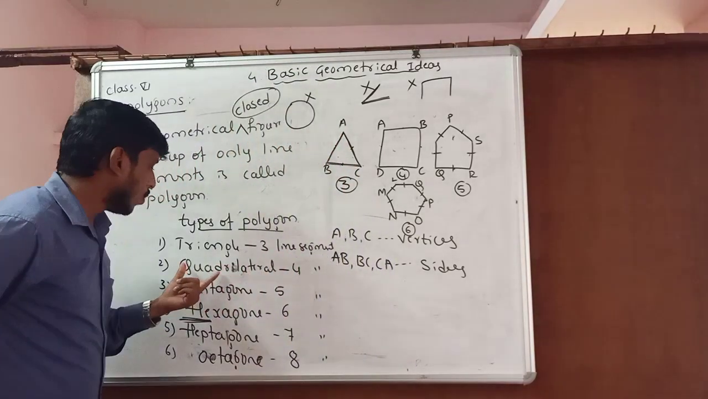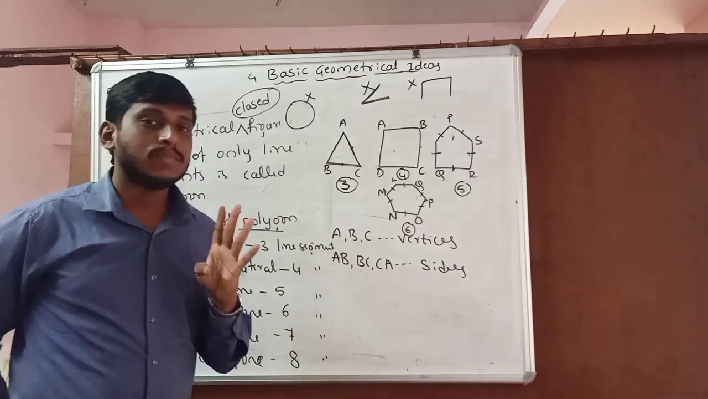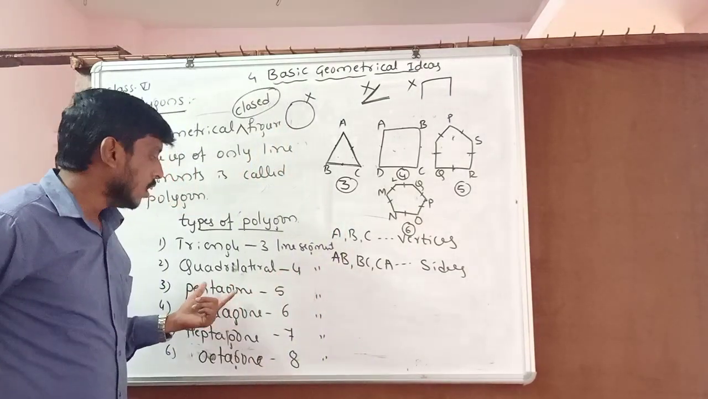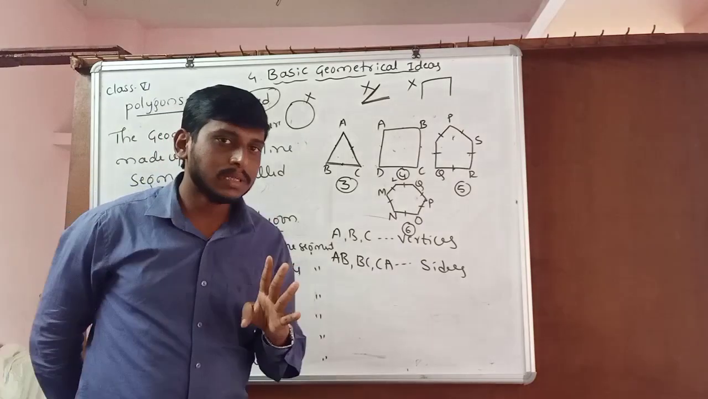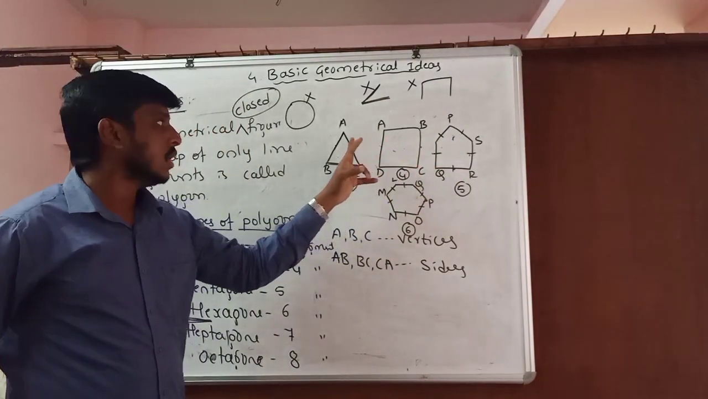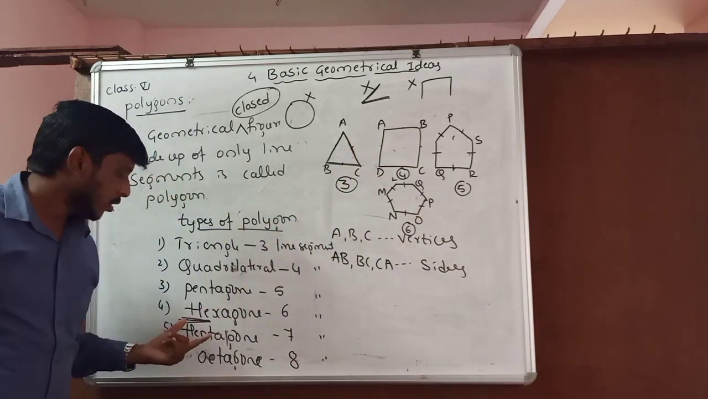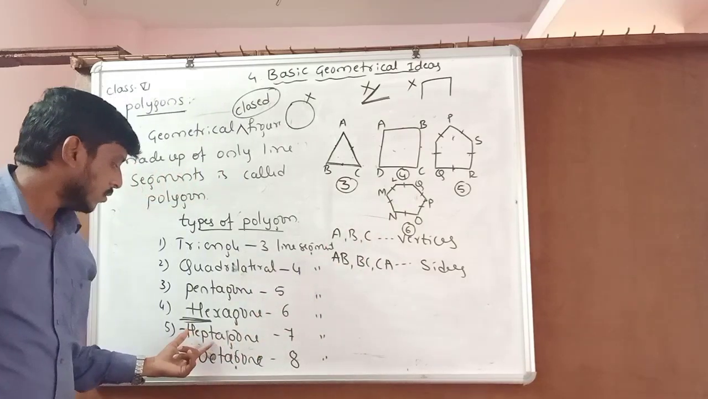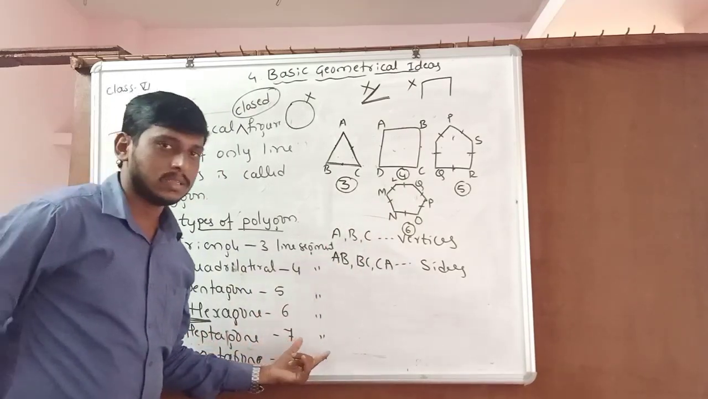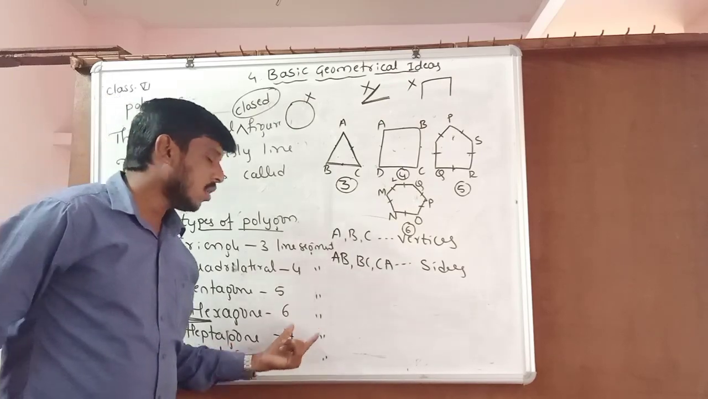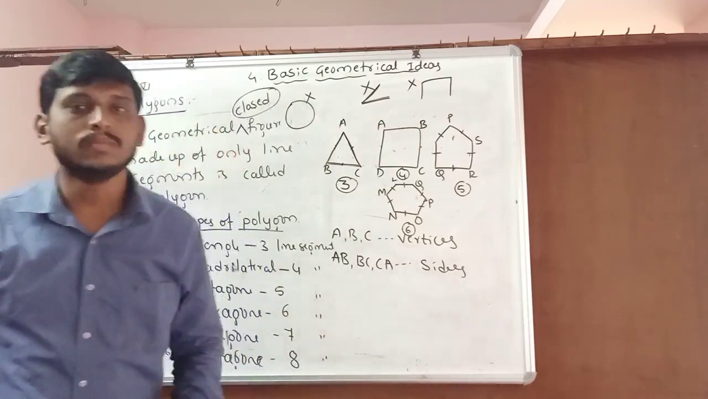Next one, quadrilateral. A polygon containing 4 line segments is called a quadrilateral. Next one, pentagon. A polygon containing 5 line segments is called a pentagon. This is a pentagon. This is a quadrilateral. This is a triangle. Next, a polygon containing 6 sides is called a hexagon. Next, a polygon containing 7 sides is called a heptagon, and a polygon containing 8 sides is called an octagon.